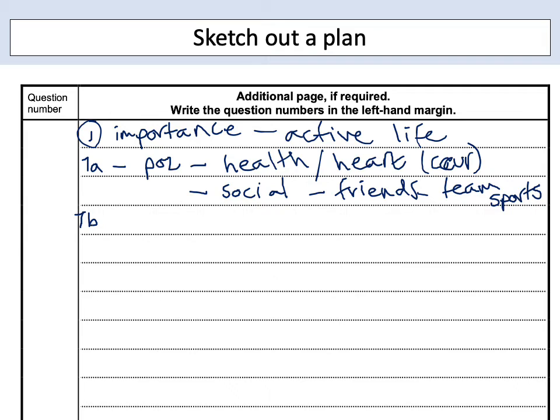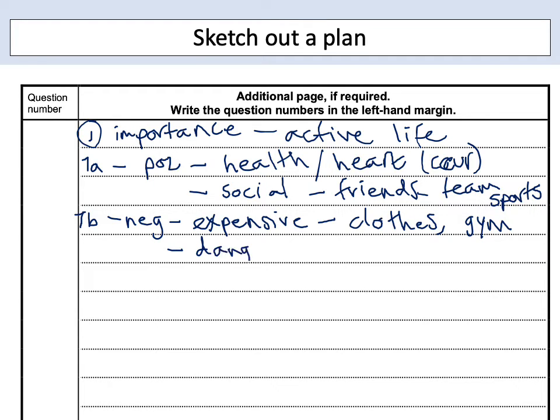For 1B, so this is the second section, we're going to obviously do the negatives now. And what can we say here? Easy one to get us out of any sticky situation. Expensive. We might say something about the clothes. My mind's going there straight away, but then you might do something about the gym. Obviously, gym memberships are expensive too. I think we'll probably have enough in there for everything. But in case, let's just get in our head the idea that sports might be dangerous. That could be something else to consider. Brilliant. So that's bullet 1 done.